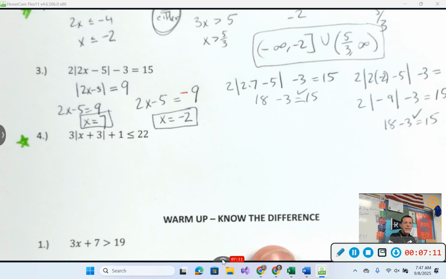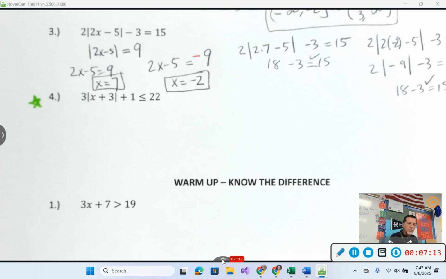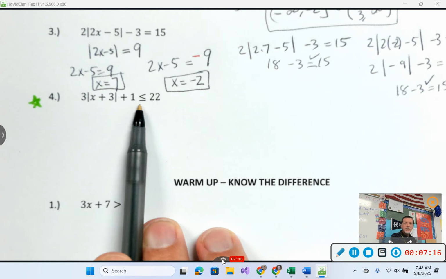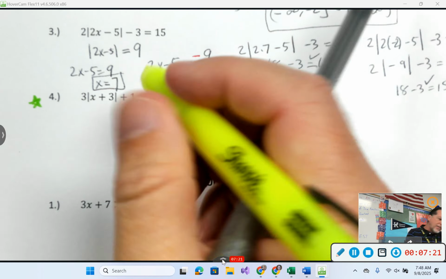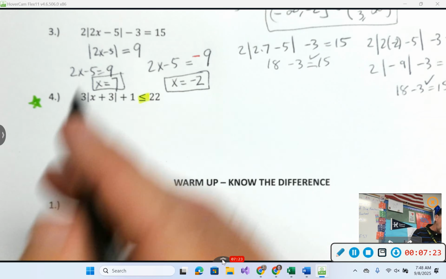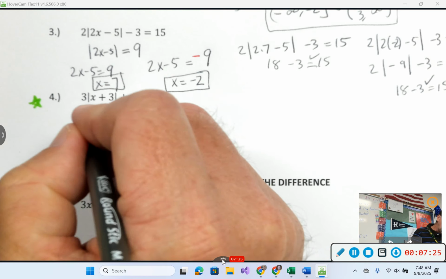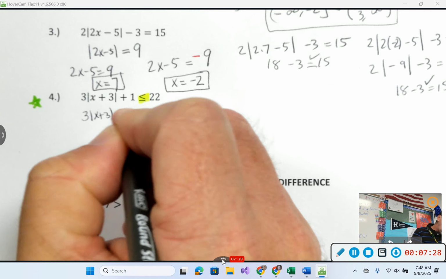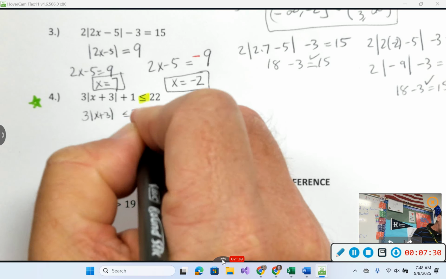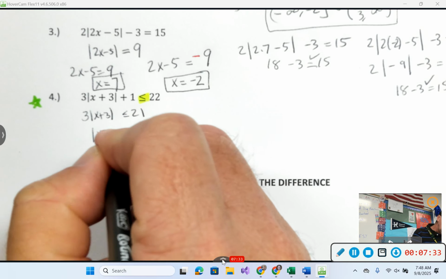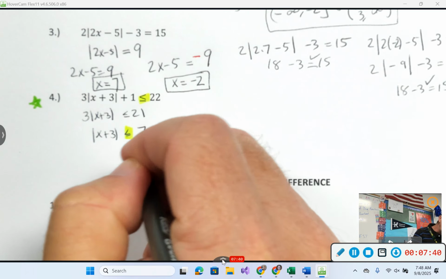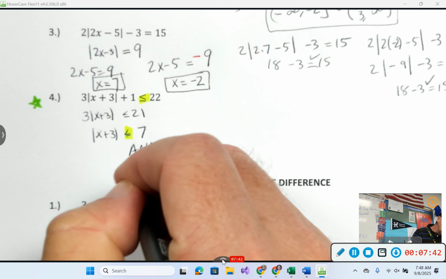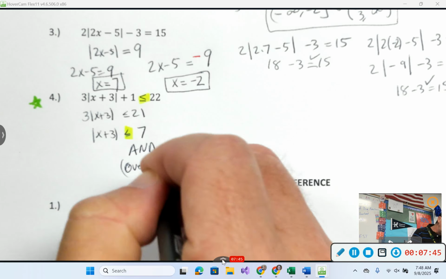And then lastly, let's see, big picture, it's an absolute value inequality. So I know eventually I'm going to split this up. Right now I think this is a less than problem, but I don't really know that until I get the absolute value thing by itself. So subtract the 1 over, divide by 3. Now I know that this is a less than problem, so I know it's going to be an and. And means overlap. I need both things to be true.